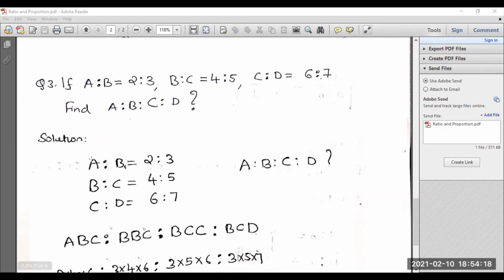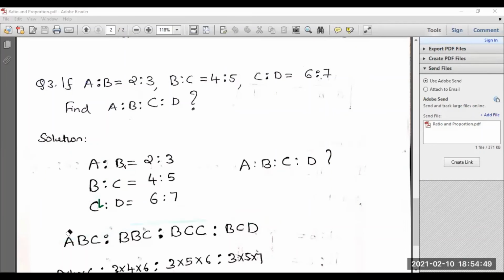Remember this concept. A, B, C, that's the first term. Then B, B, C. You can remember B, B, C. First of all, I would like to write like this: A, B, C. Then B, B, C. Then B, C, C. Then B, C, D. Likewise, A, B, C, B, B, C, B, C, C, B, C, D. I think it is very clear.